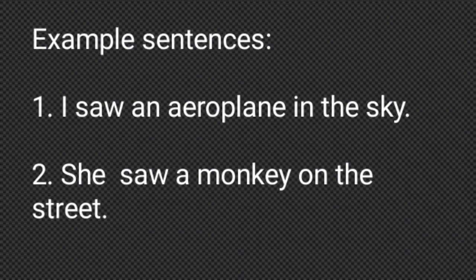Let's look at some examples. The first sentence says, I saw an aeroplane in the sky. I did not know there was an aeroplane, but the image came into my eyes and I noticed it. So I use saw. The second sentence says, she saw a monkey on the street. Here, we use the past tense form saw. Again, there was a monkey in the street, but she suddenly noticed it with her eyes.